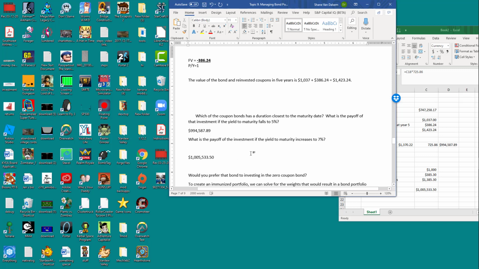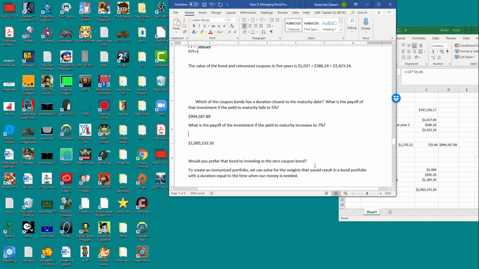If my goal, though, is to get $1 million, I don't want to take the risk of coming up short. So for me, I would not prefer that bond to investing in the zero coupon bond, because I'm taking a risk that I'm not going to achieve my goal of $1 million.